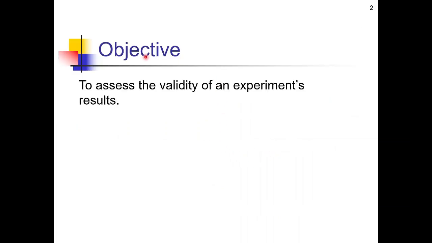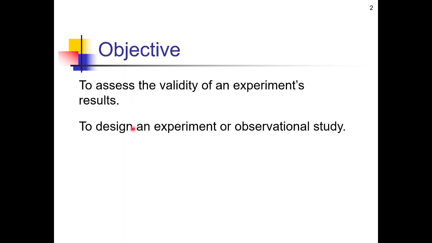In this one, we will be assessing the validity of an experiment's results, designing experiments and/or observational studies, and also analyzing experimental designs to see what the flaws are and what we can do to improve them. Before we start going through and assessing validity of experiments and all those wonderful things, let's go through a few terms so that we're speaking the same language.